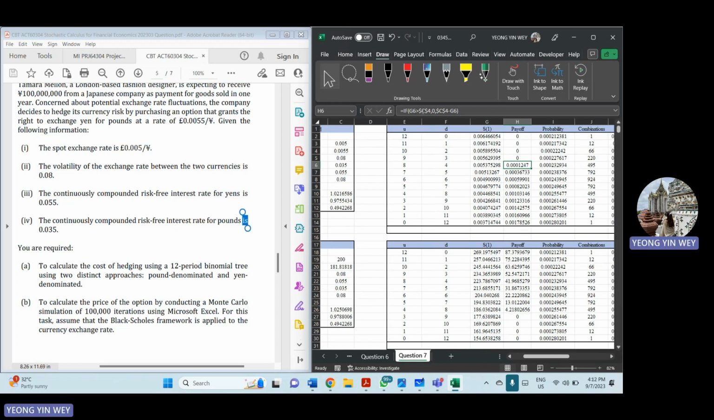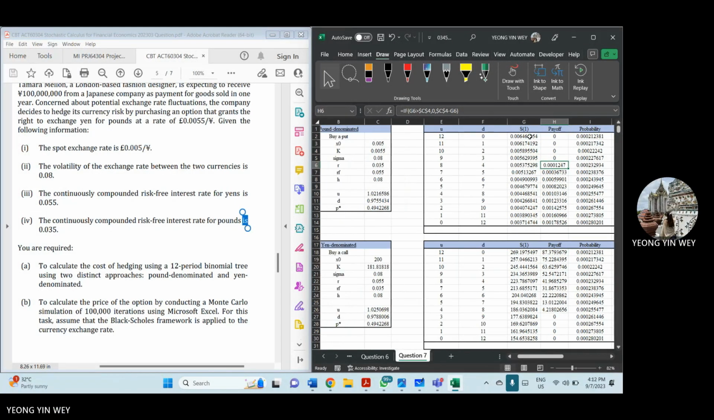So we are using the IF function. If the stock price is larger than the strike price, then we'll have 0. If the strike price is larger than the stock price, then it will be equal to strike price minus stock price. That is our payoff.